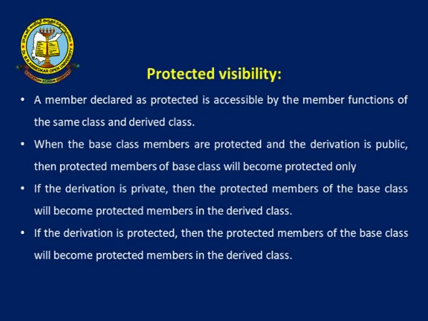That means if the derivation is done in the private mode, automatically the protected members will become private. And if the derivation is protected, then the protected members of the base class will become protected members in the derived class. That means the base class visibility is protected, and the derivation is also done in the protected mode, so there will be no change. The protected members of the base class will become the protected members in the derived class.